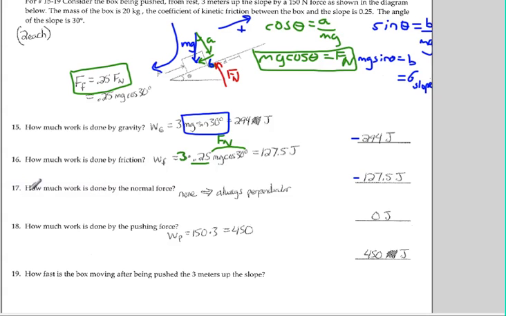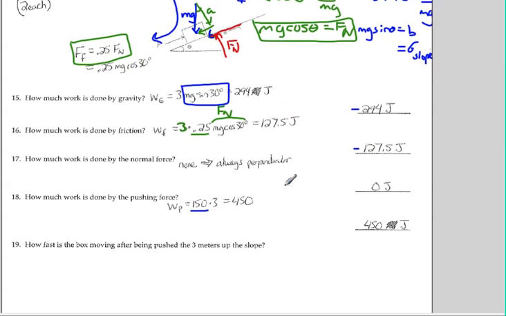Like we talked about earlier for number 17 here, how much work is done by the normal force? The normal force is always perpendicular throughout this little trip, and any force that's perpendicular doesn't do any work, so there's no work there. How much work is done by the pushing force? That's another easy one. It's always parallel, so it's always going to use all that 150 newtons, and it's traversing this little distance of 3 meters, so 450 joules there, and that's positive.